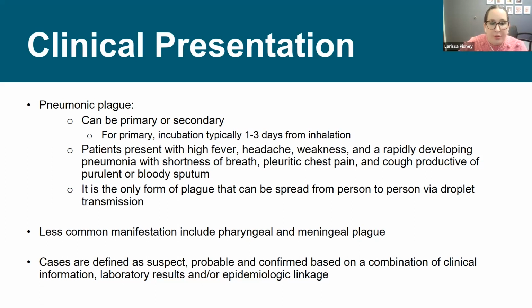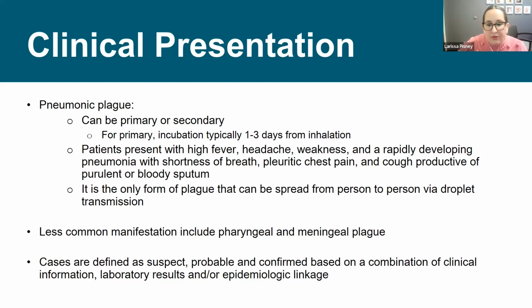So primary pneumonic plague is acquired by inhalation of respiratory secretions or aerosolized droplets from infected animals or humans. It can also occur in the lab. And then secondary pneumonic plague is also common, more common than primary, and arises via hematogenous spread of bacteria from a bubo or other source. And while the typical incubation period is 1 to 7 or 1 to 8 days, for primary pneumonic plague, the incubation period is often 1 to 3 days.